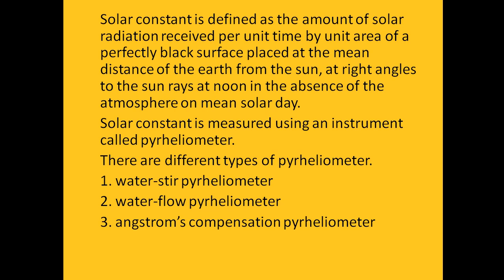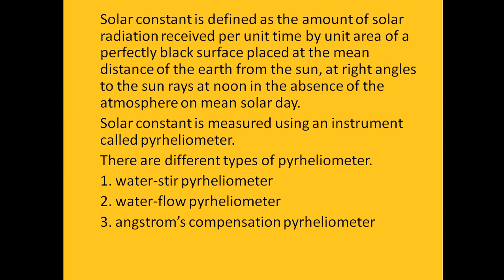What is the mean distance of the Earth from the Sun? It is the average of perihelion and aphelion distance. What is perihelion? On January 3rd, the distance between Earth and the Sun will be at the minimum. So this phenomenon is called perihelion. And on July 4, the distance between Earth and Sun will be at the maximum. So this is called aphelion.